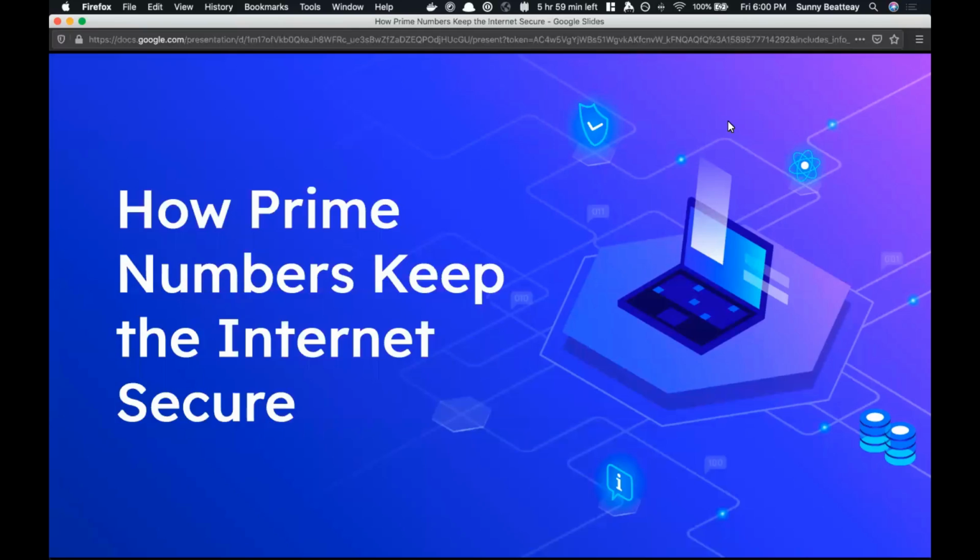Today, we'll be talking about how prime numbers keep the internet secure. And I'm super excited to talk about it today because it's a cool subject. But before we begin, I do want to preface this talk that there will be some math involved. It's not very difficult math. If you've taken algebra classes in high school or college, you should definitely have no trouble following along.